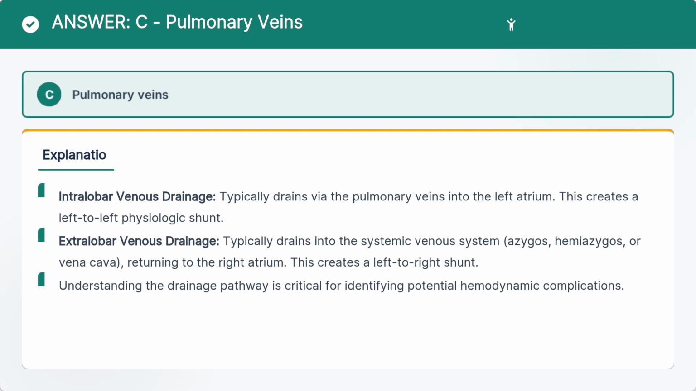Extralobar sequestration behaves differently. It drains into the systemic venous system, typically the azygous or hemiazygous vein or the vena cava, returning blood to the right atrium. This creates a left-to-right shunt where systemic arterial blood ultimately ends up in the right heart and pulmonary circulation. In large extralobar lesions, this shunting can become significant enough to produce high-output congestive heart failure.